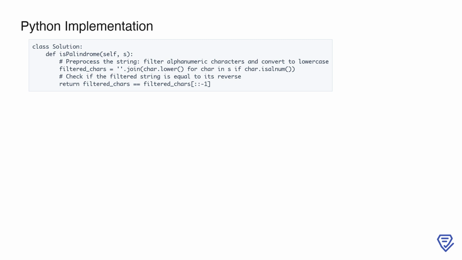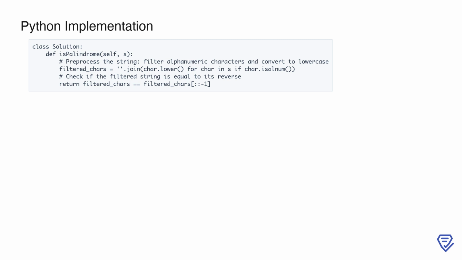2. Palindrome check. The solution compares the clean string, filtered_chars, with its reverse, filtered_chars[::-1]. The slicing operation, [::-1], efficiently reverses the string. If the original string and its reverse are identical, the function returns true, indicating the string is a palindrome. Otherwise, it returns false. This approach is both clean and optimal.